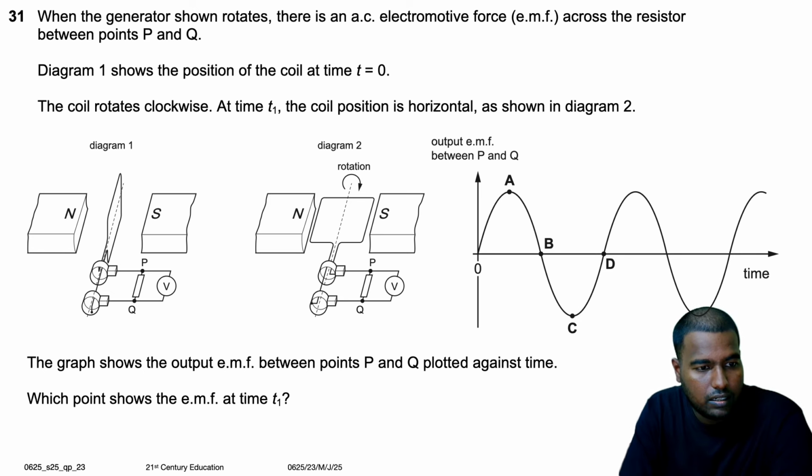Now let's look at the coil. It's like this. In T1, it has rotated by half. So it rotates like this, and the EMF grows like this. So the point at T1 is point A.